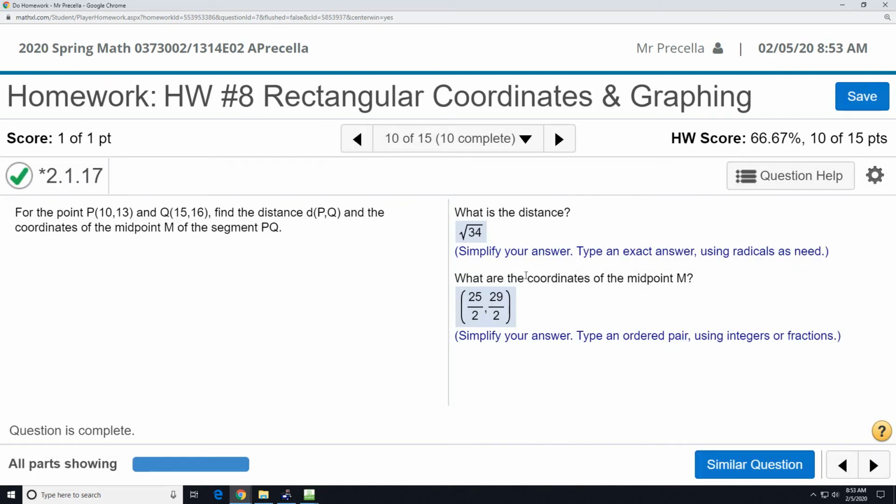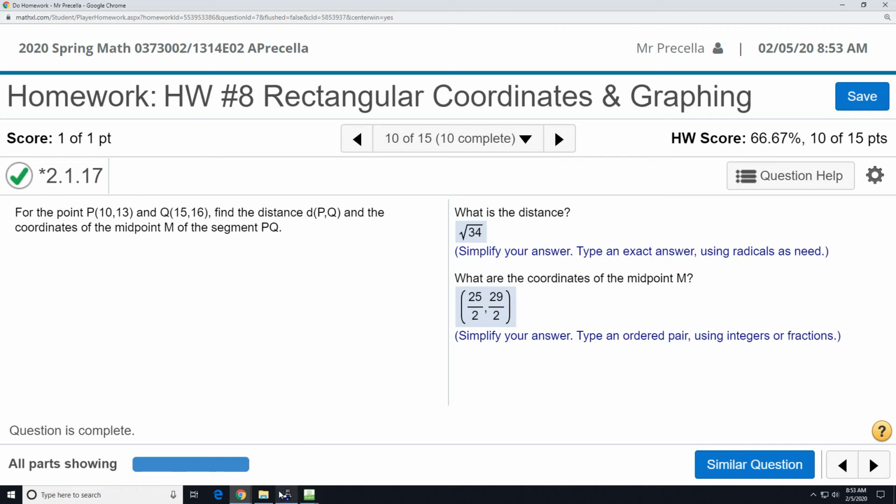Any questions there? No, because you can't simplify it, because 2 is not a perfect square. You could write it as square root of 2 times square root of 17, but you can't simplify either of those. It would have to be 4 times something to simplify it further. Okay? There's no perfect square.